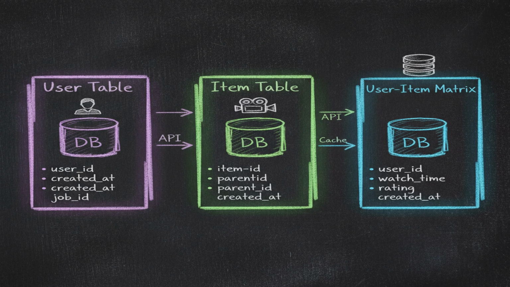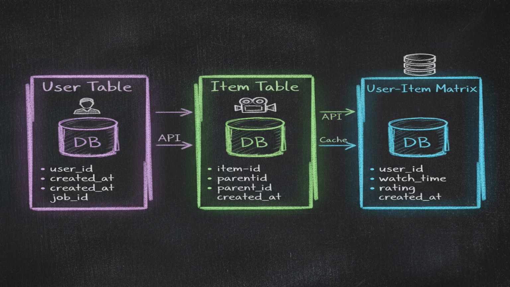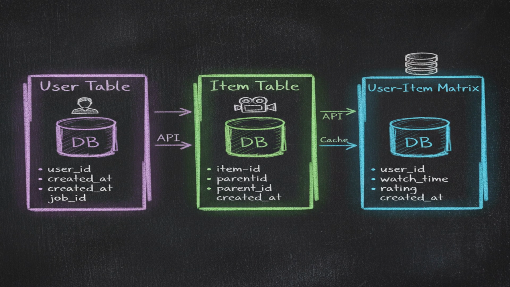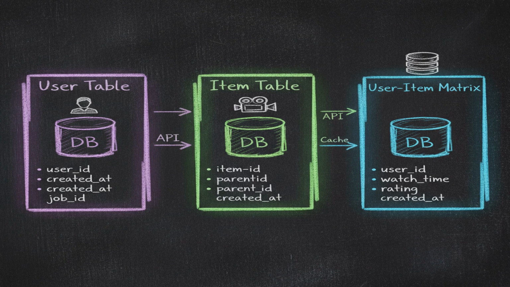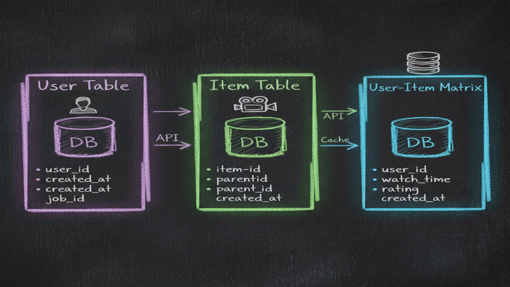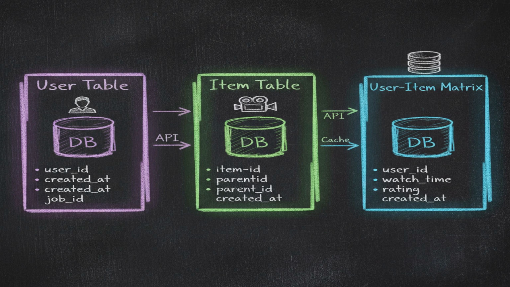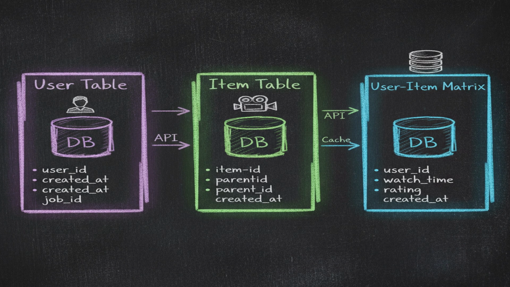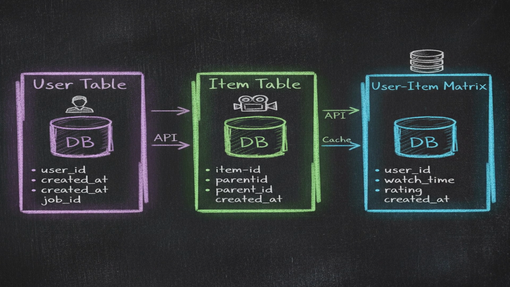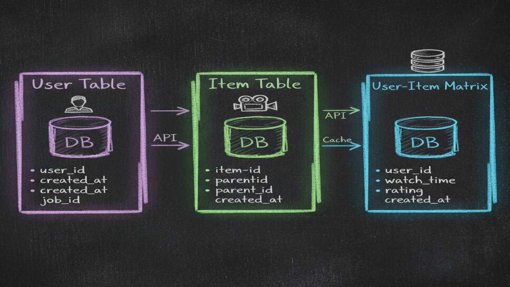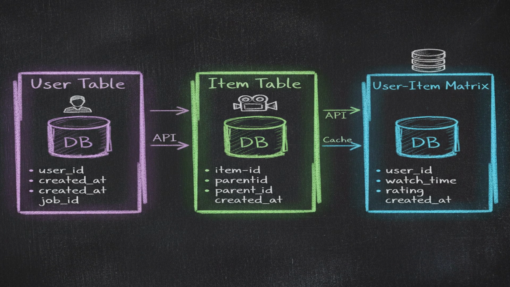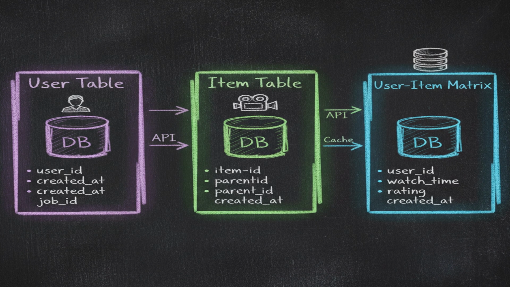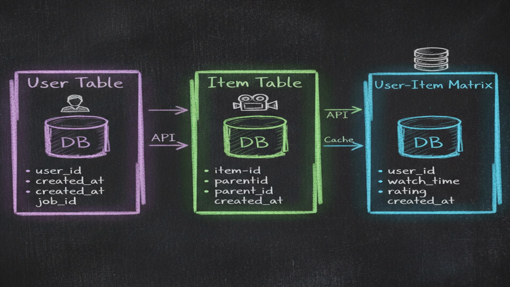Now, let's design the data model. We'll use a relational database like PostgreSQL for storing user and item metadata. The user table includes fields like user_ID, created_at, last_login, and demographic information. The item table includes item_ID, title, description, genre, and average_rating. The user-item interaction matrix stores implicit feedback, watch time, clicks, and explicit feedback, ratings.